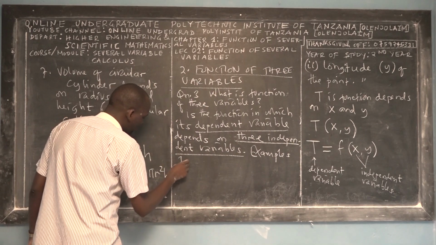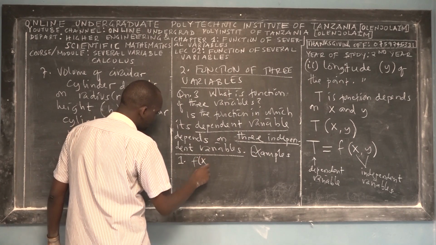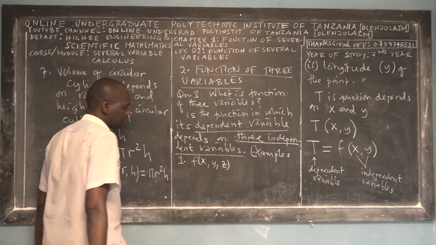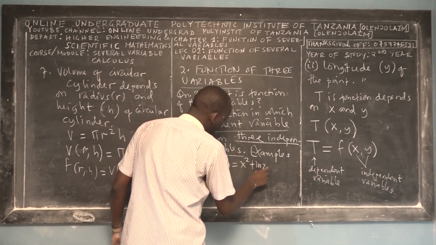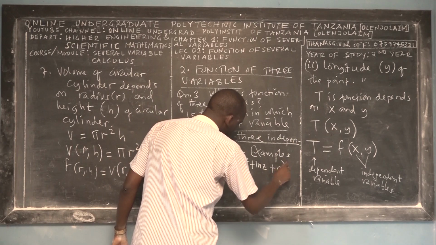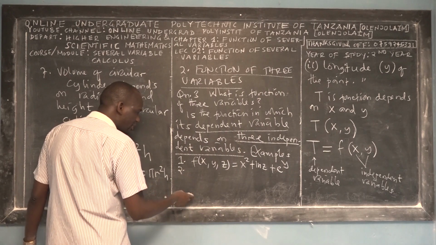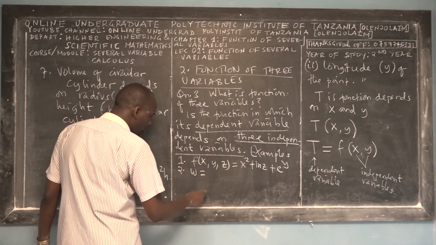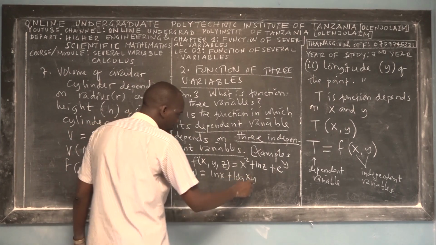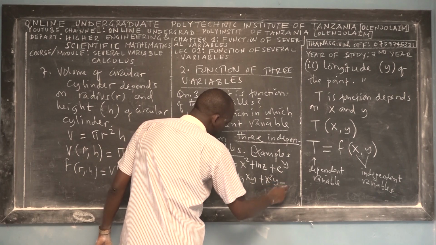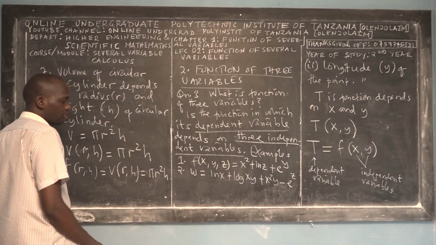Let me start from the big picture, from your fundamental concept. For a function of three variables, we have f of x, y, z, which depends on a certain expression, x squared plus ln of z plus e to the power 1, so that the function depends on the three variables. And then you have another function, let's say w, which depends on ln of xy, and then x squared y, minus e to the power z. That is a function of three variables.